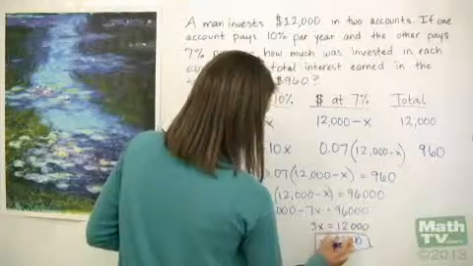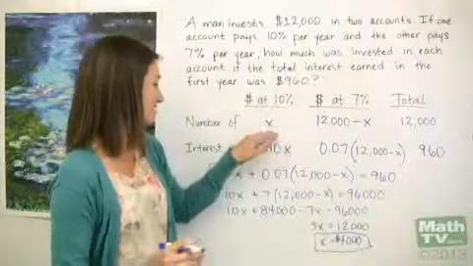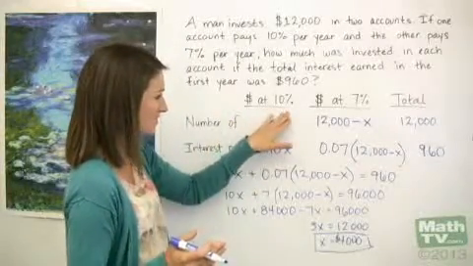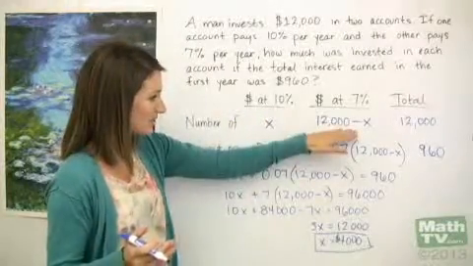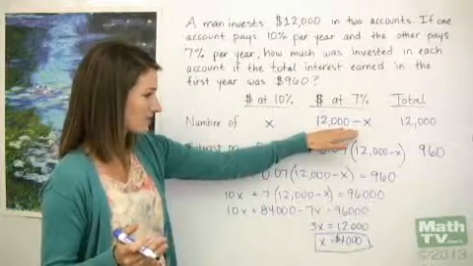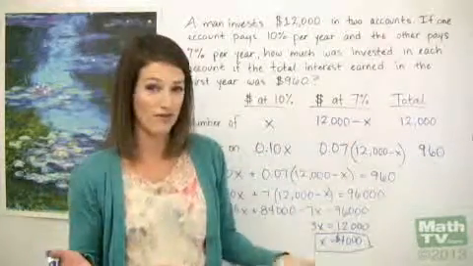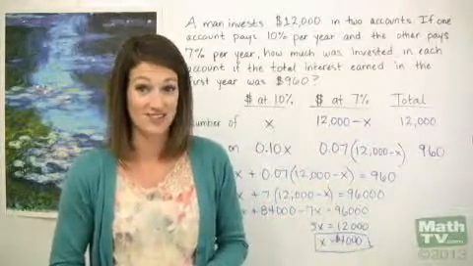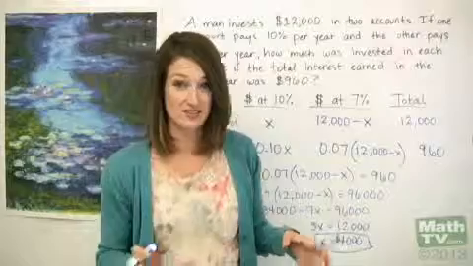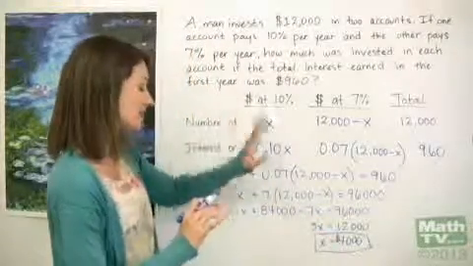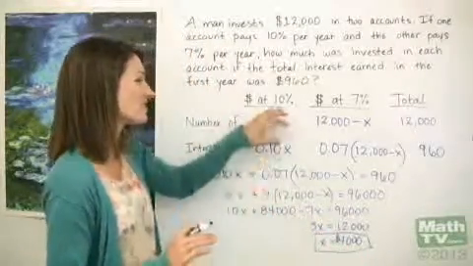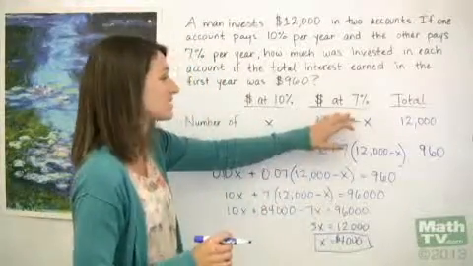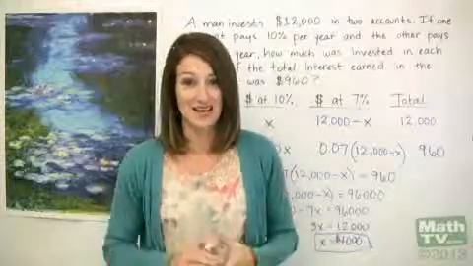Add in our units. So $4,000, that's the total amount that he invested in this first account that pays 10%. Now the second account, we find the total amount by subtracting 4,000 from 12,000. So the second account, he's invested $8,000. So if we were to write out our answer in a complete sentence, we'd say that the man invested $4,000 into that first account that pays 10%, and the man invested $8,000 into the second account that pays 7%.